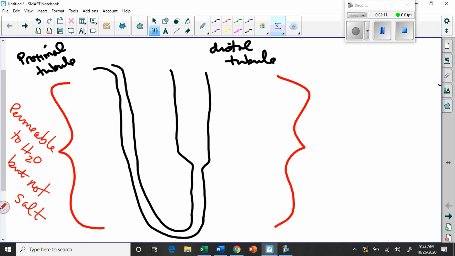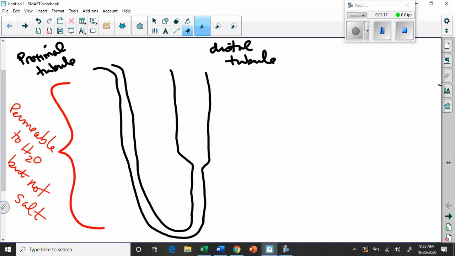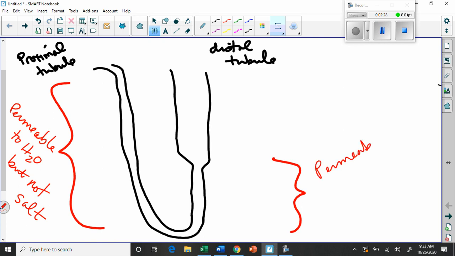let's change that bracket. Let's just make it this sort of the bottom section. This part. This is permeable to salt, but not to water so much.